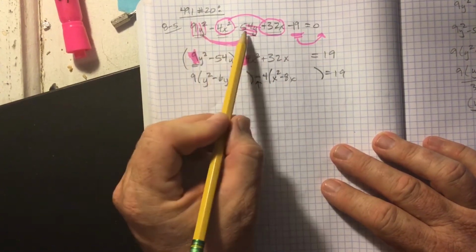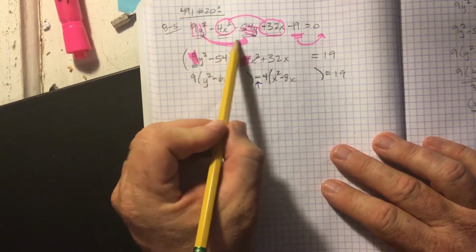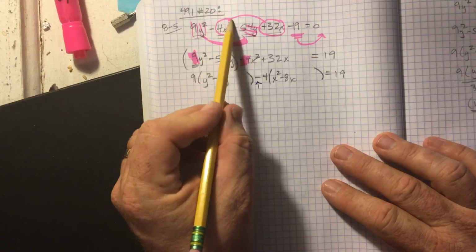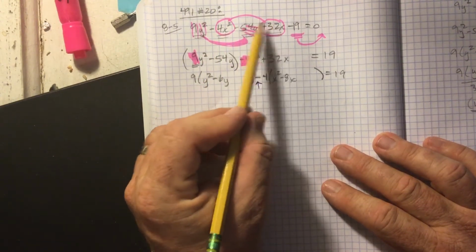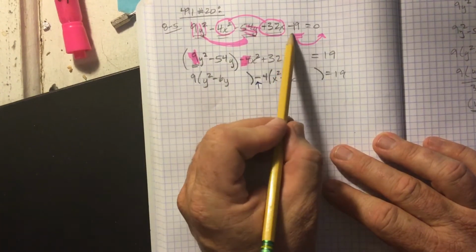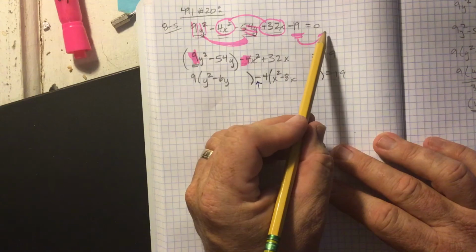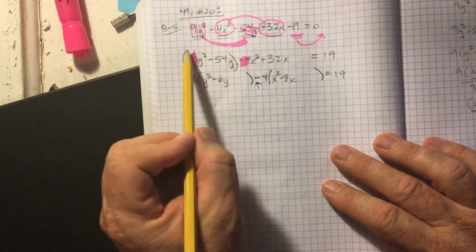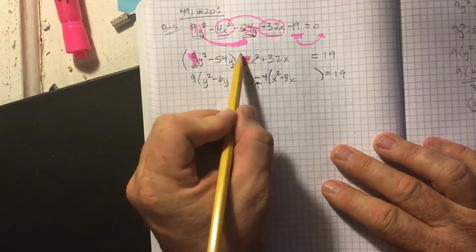I highlighted these here because we're going to group those together because it's 9y squared and negative 54. And then we have negative 4x squared and 32x. We're going to group those together, including the sign. And then we're going to move the c over like we have been. So we're going to move c all the way over here. I regrouped them into parentheses here.